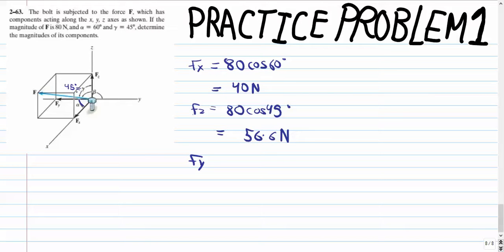So what we're going to do is use the formula, that is, the total force or the resultant force is equal to the square root of the sum of the squares of all the components. So we know F, we know Fx, we know Fz, all we need is Fy. So let's substitute in the values and solve for Fy.